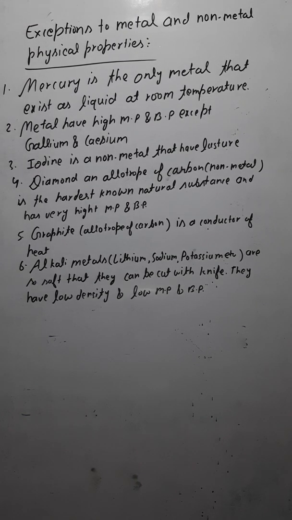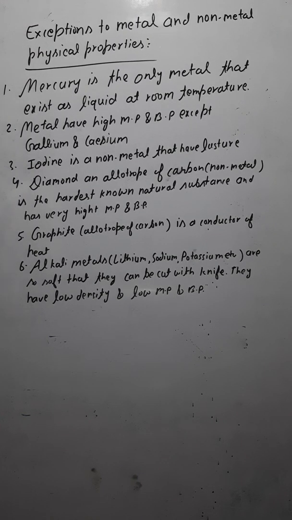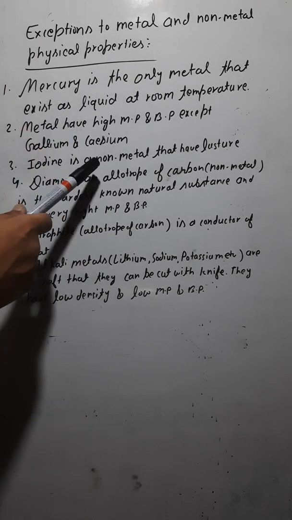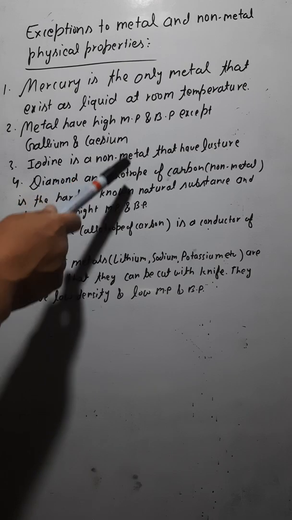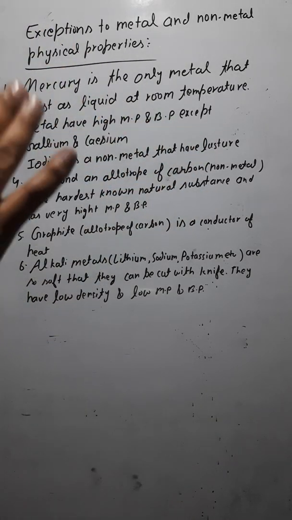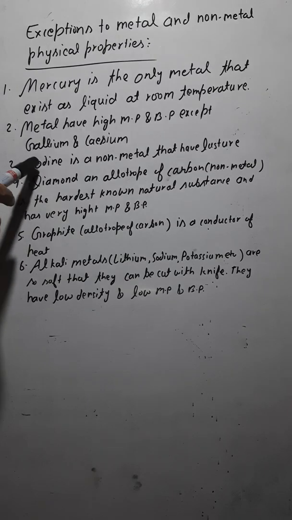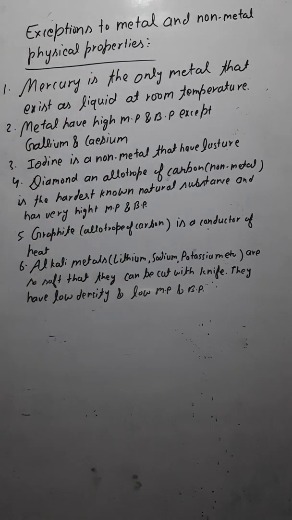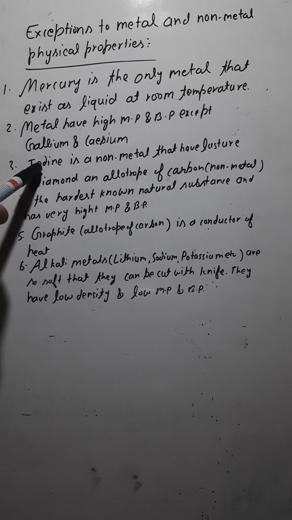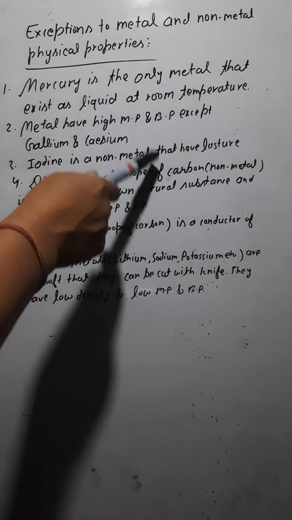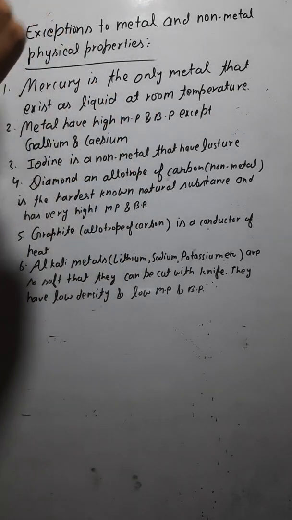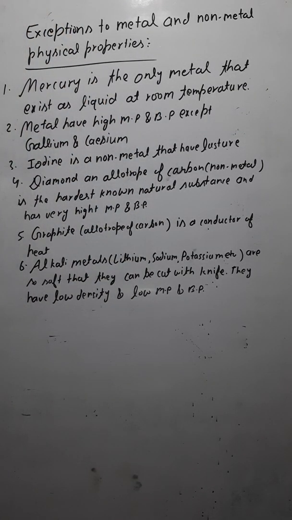Now we have the next exception, that of a non-metal. Iodine is a non-metal. We have already read a physical property of non-metals: non-metals have no luster, which means they do not shine. But iodine is a non-metal that shines, which means it has luster. So again, it is not following the physical properties of non-metals. The rest of the non-metals do not have luster. So we have some exceptions here.